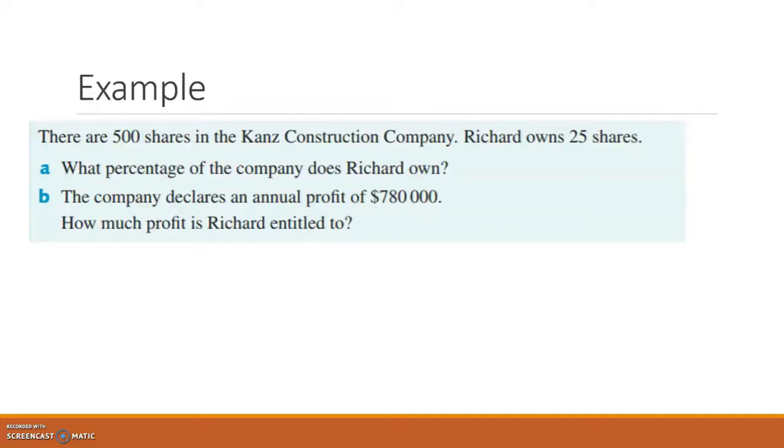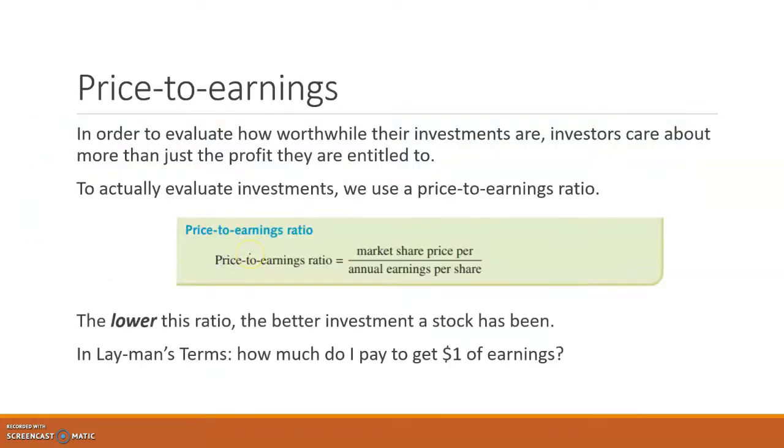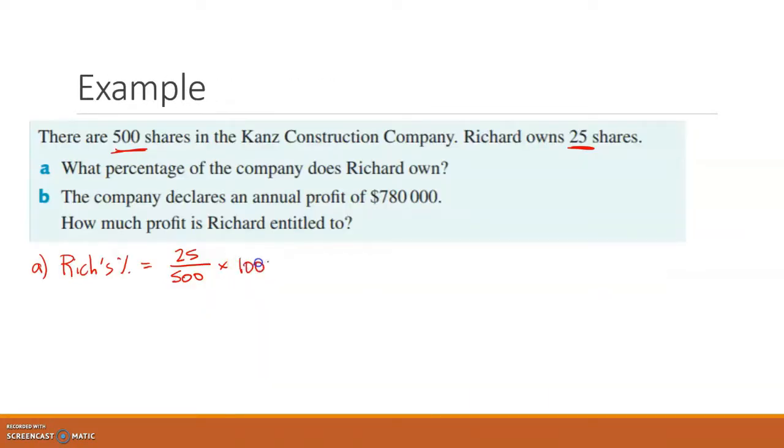So let's take a look at this example quickly. Richard owns 25 shares of the Carnes Construction Company, and in total there are 500 shares. Part A asks us, what percentage of the company does Richard own? So Richard's percentage is this. He owns 25 out of 500, so that's a fraction. Now we turn that into a percentage by multiplying by 100. So 25 over 500 times 100% is 5%. Therefore, Richard owns 5% of the company.